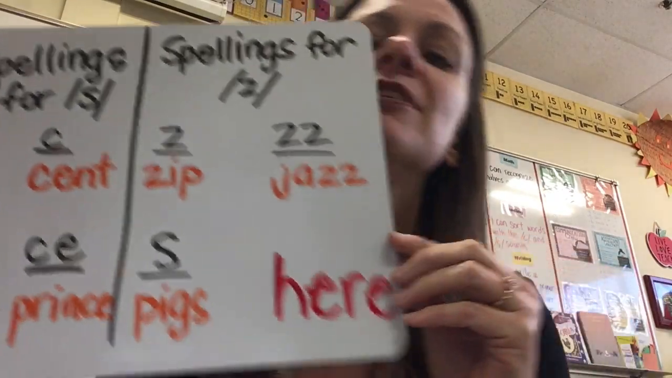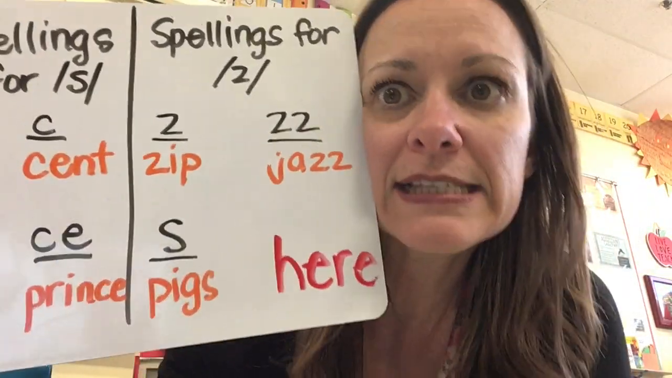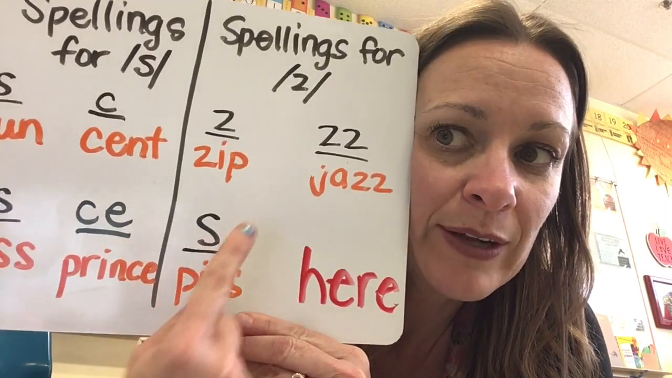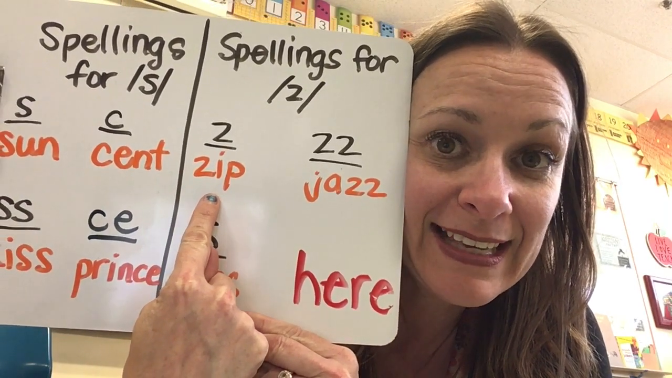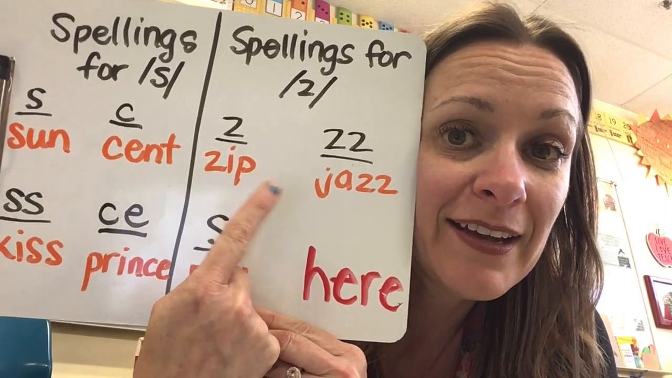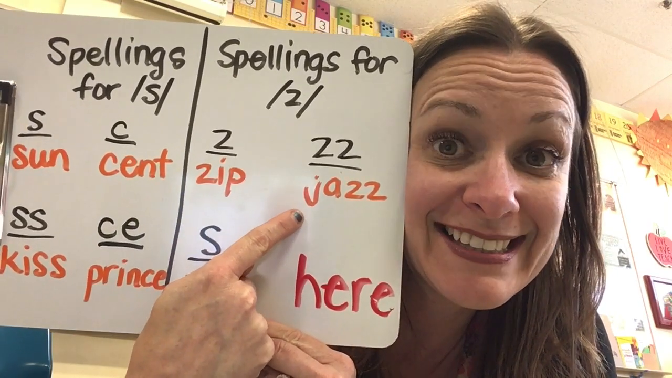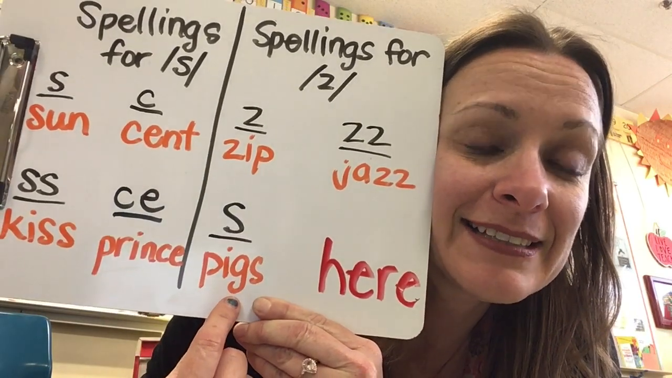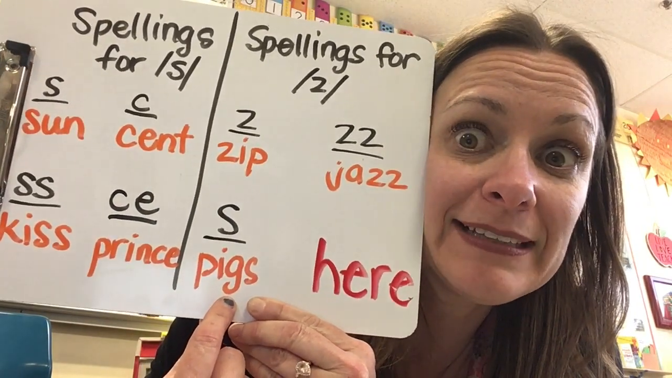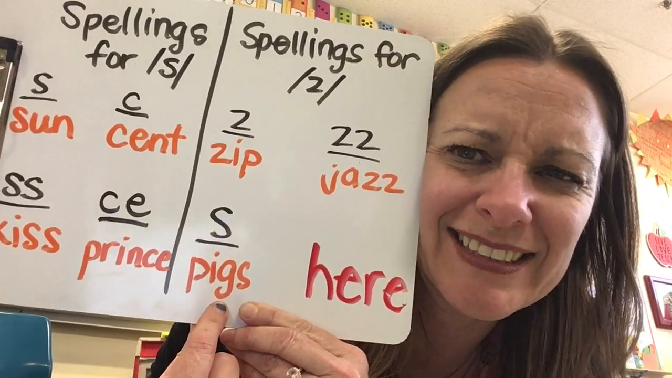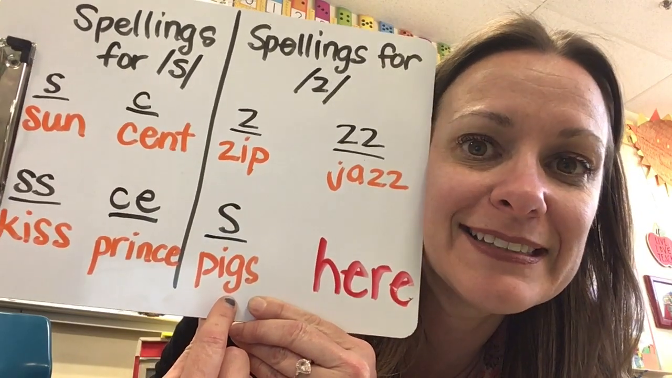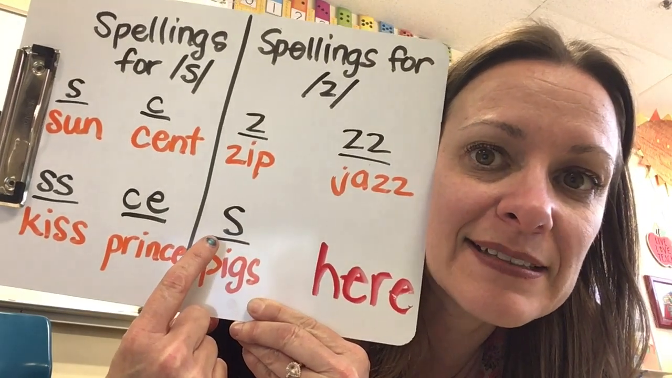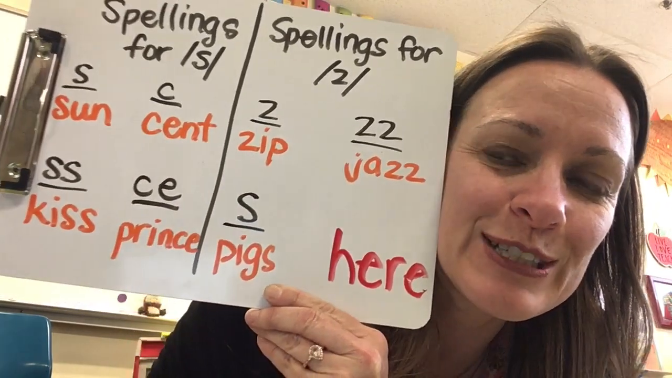Then the rest of our words are ways that we make the z sound. And how do we make the z sound? Well, one way is the Z, like in zip. Another way we can make the z sound is ZZ, like in jazz. And the last way we can make the z sound is S, like in pigs. It's not pigs, that doesn't sound right. It's pigs. That S sounds like a Z, but it's an S, but it's still the z sound. So those are your spelling words.